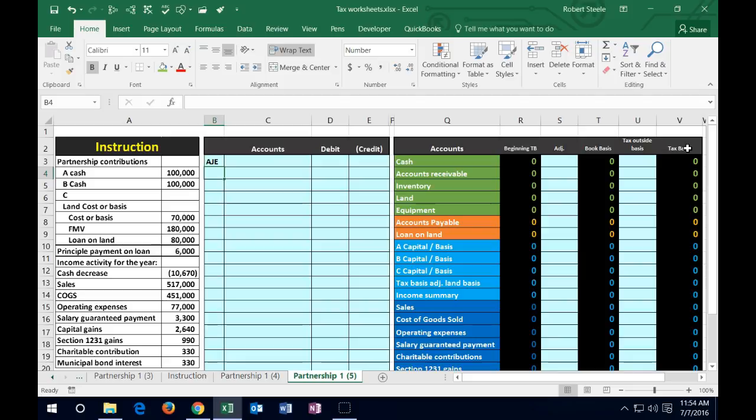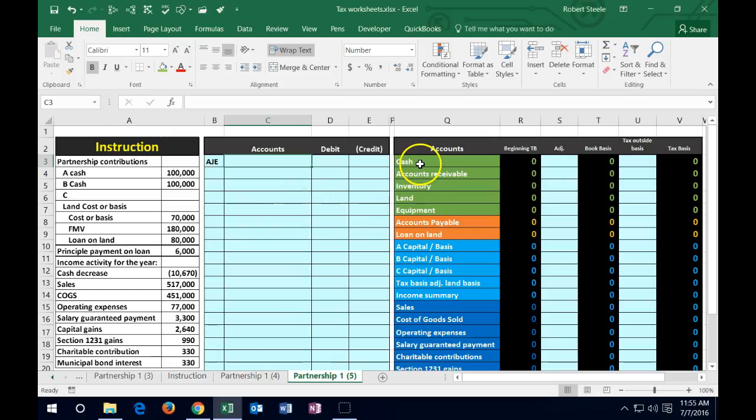All right. So first they're going to start the partnership. Partnership contributes. We have three partners, A, B, and C. Partner A and B contribute cash of $100,000 each, and C is going to contribute land. Now the land is worth $100,000 because it has a fair market value of 180 minus the loan that goes on the books, but it has a cost basis of 70, so that's going to be our first kind of complication. We're going to put these three partners on the books at the same time in one journal entry at this point.